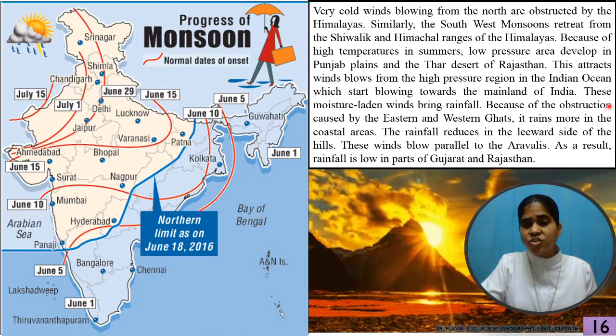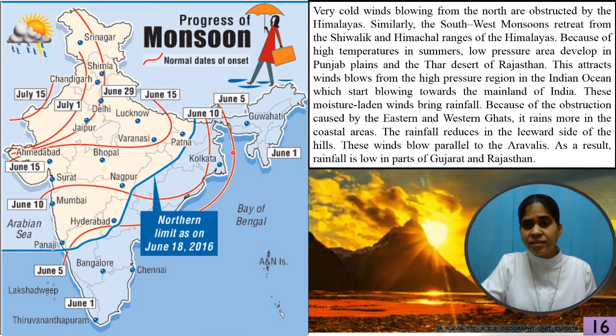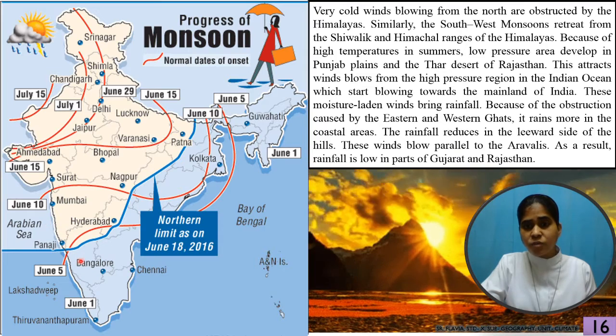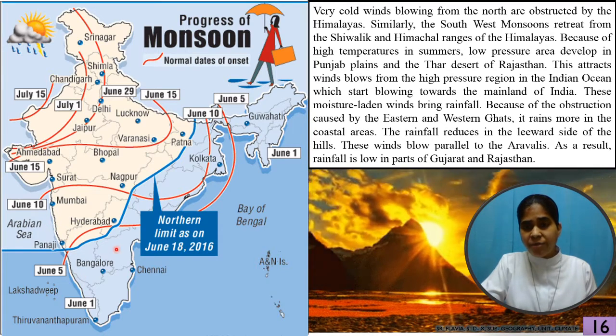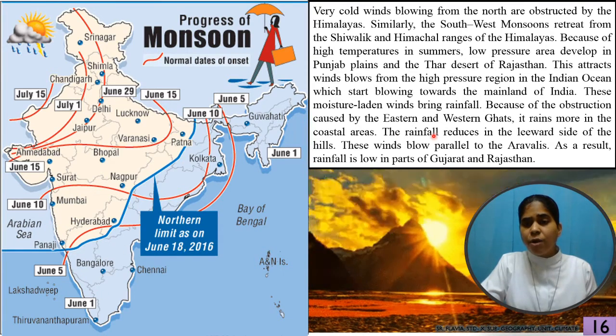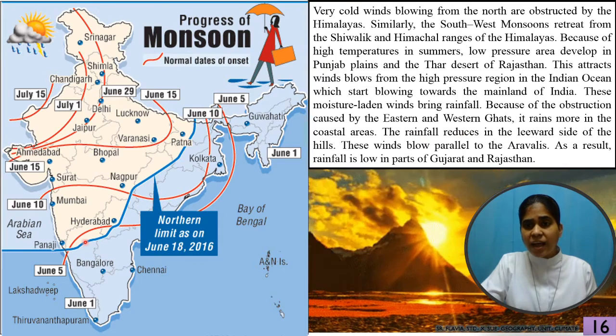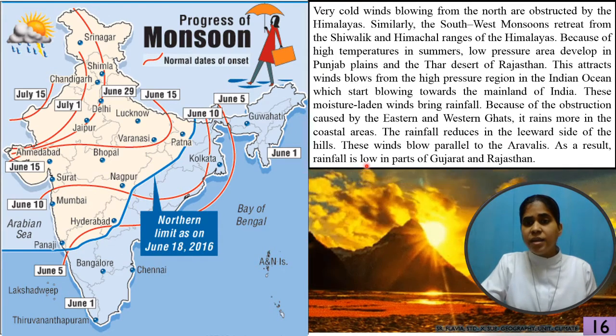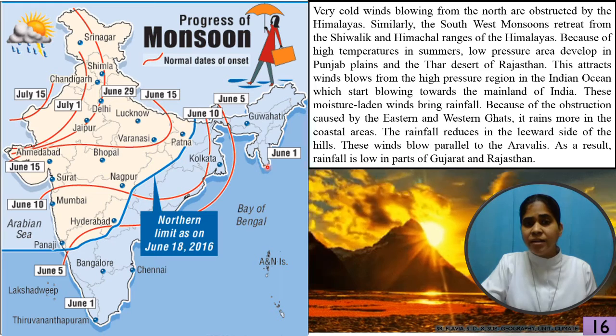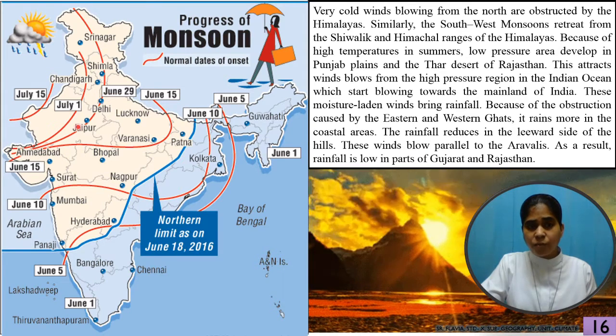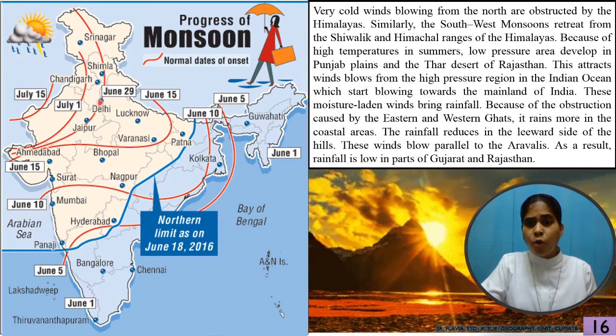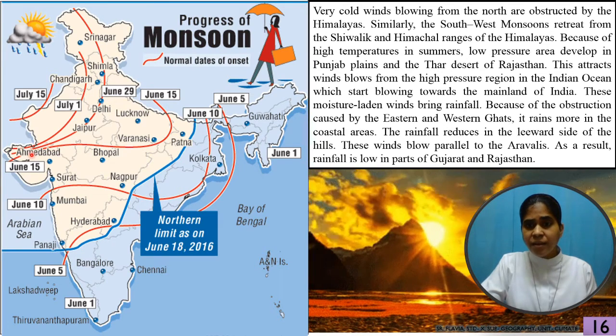Because of the obstruction caused by the Eastern and the Western Ghats, it rains more in the coastal areas. The rainfall reduces on the leeward side of the hills. These winds blow parallel to the Aravalis. As a result, there is little rainfall in parts of Gujarat and Rajasthan.